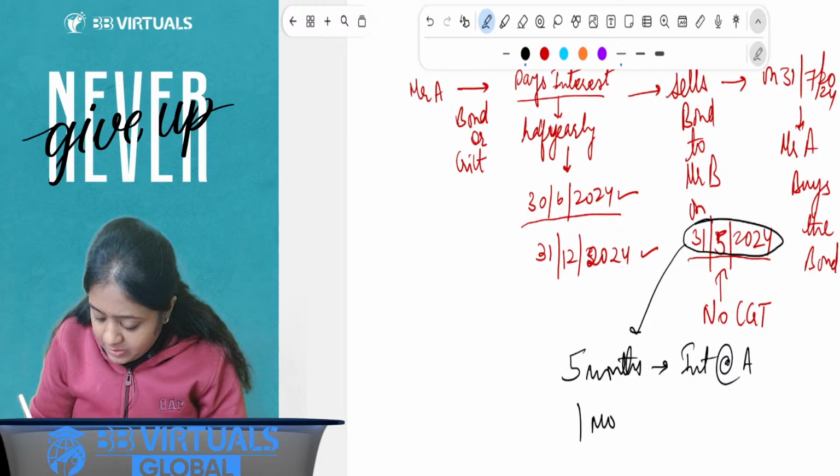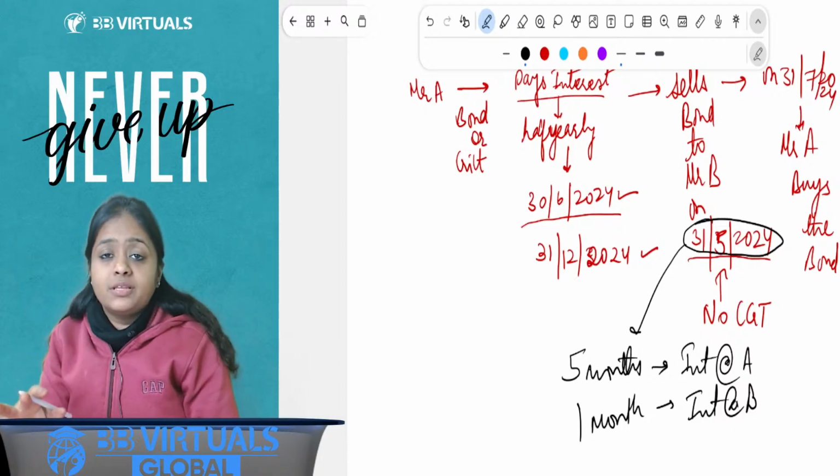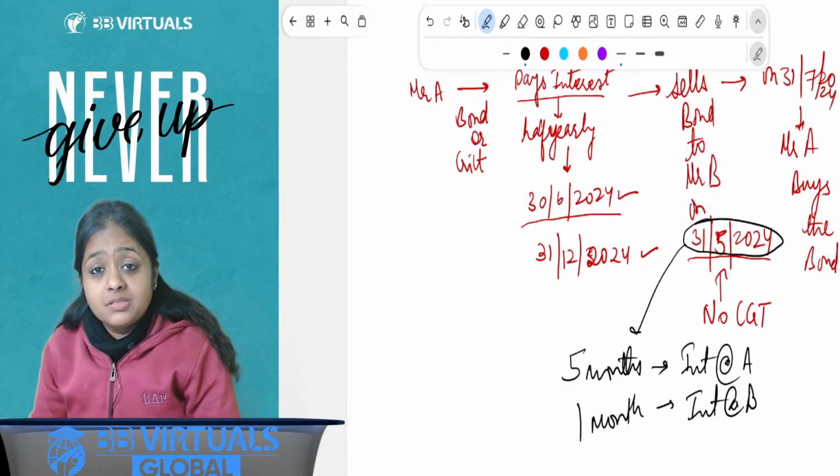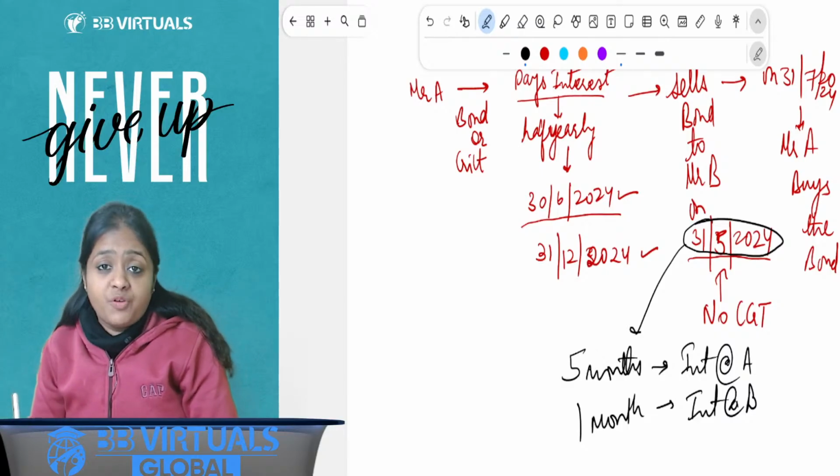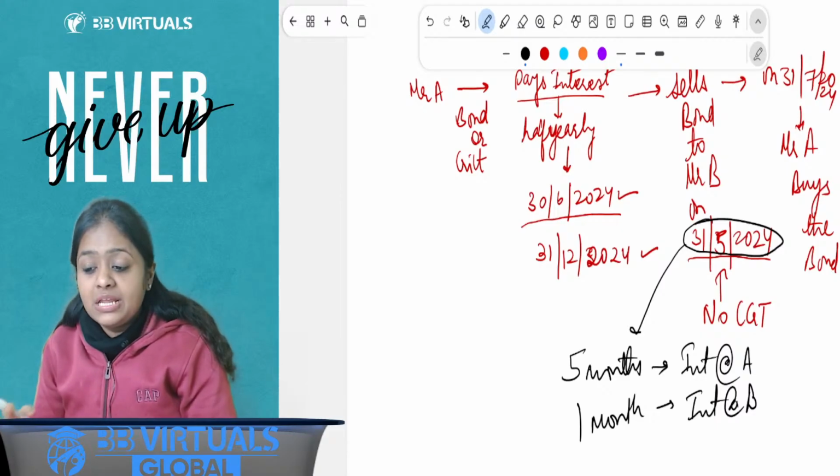And for 1 month only, interest will be borne by Mr. B. Correct? Because he is holding the bond only for 1 month. And Mr. A is holding the bond for 5 months. So therefore, he would pay interest for 5 months and Mr. B will only pay interest for 1 month. Absolutely clear on it? Absolutely clear.